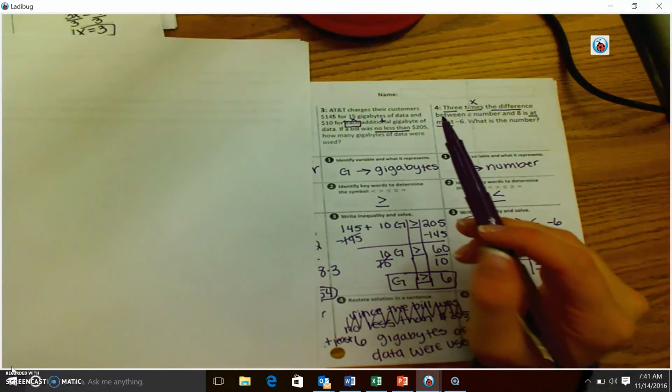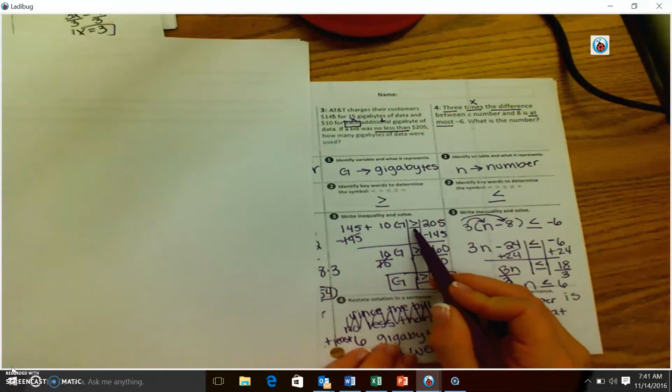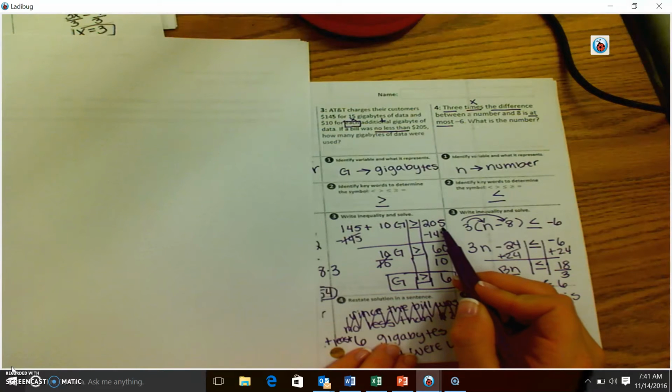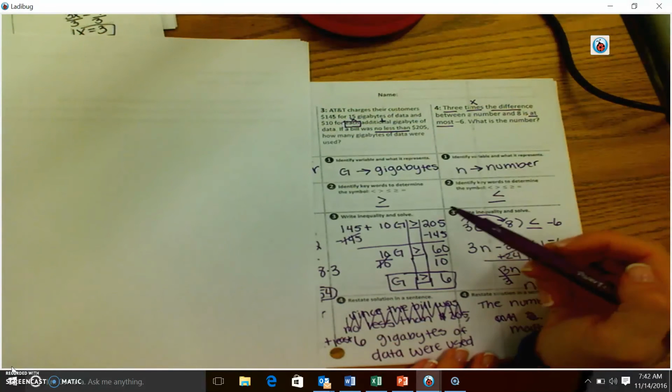And then it says, and it was no less than, so that's why we have our symbol for no less than, $205. And it comes after the less, greater than or equal to sign. All right, now we solve it.